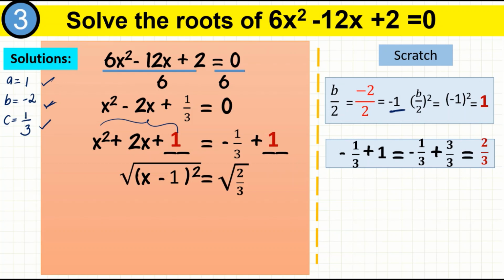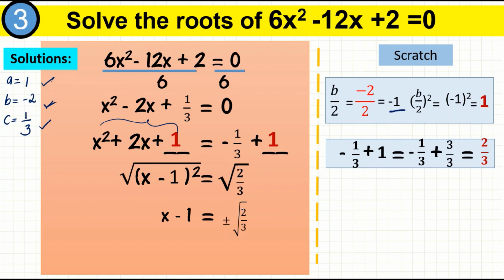Again, after this, square root both sides of the equation. And then we will have x minus 1 is equal to the positive and negative square root of 2 over 3. We all know that 2 and 3 are not perfect square numbers.